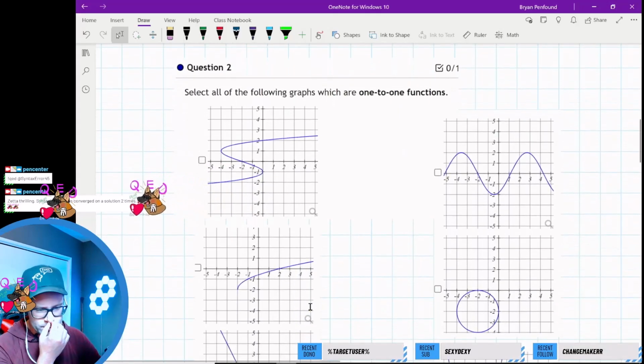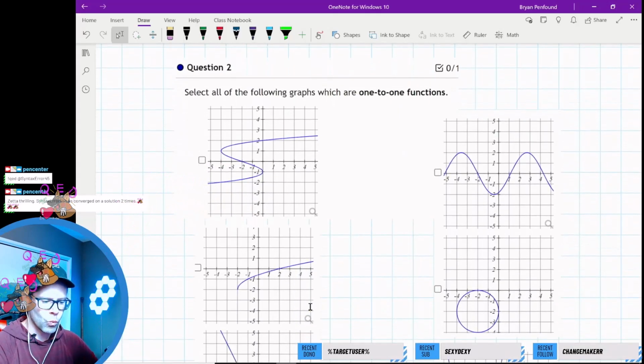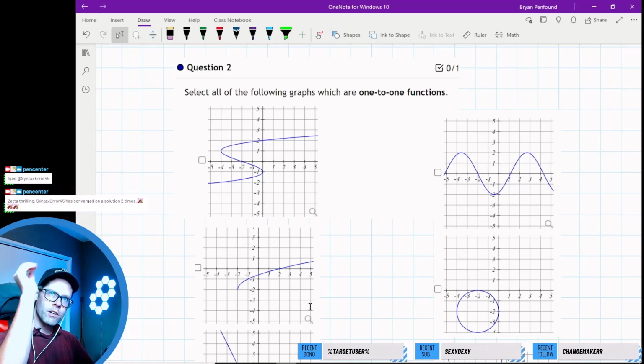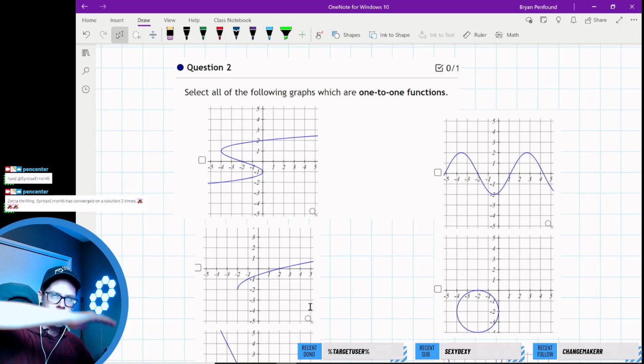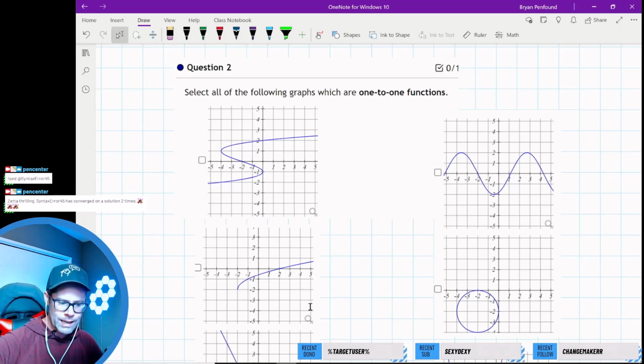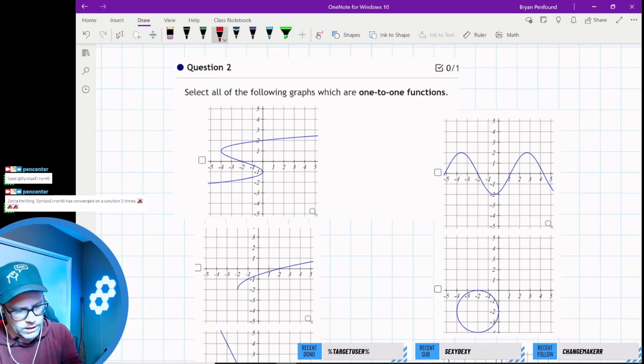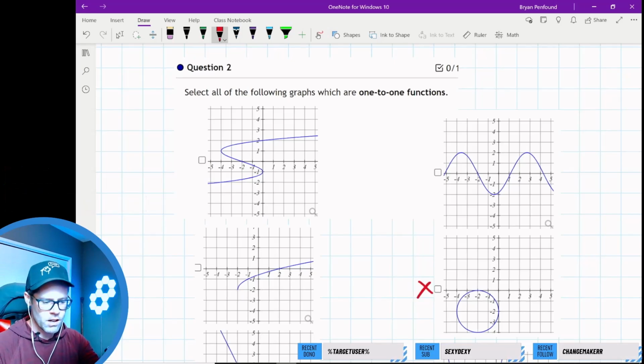So now we want to talk about one-to-one functions. Which of the following are one-to-one? Whereas the vertical line test gives us information about whether or not it's a function, I believe the horizontal line test will give us some information about whether or not it is one-to-one. So we need to make sure they're functions first of all. For example, this circle definitely isn't going to work because it's not even a function. So that definitely doesn't pass the vertical or the horizontal line test. So that's going to be no bueno.